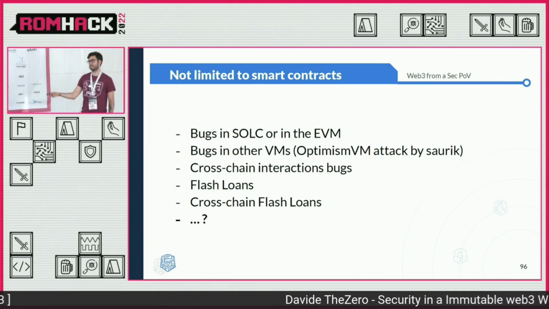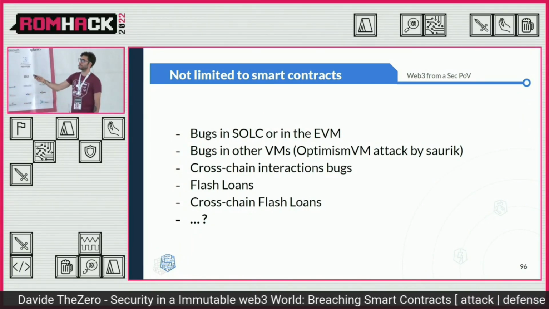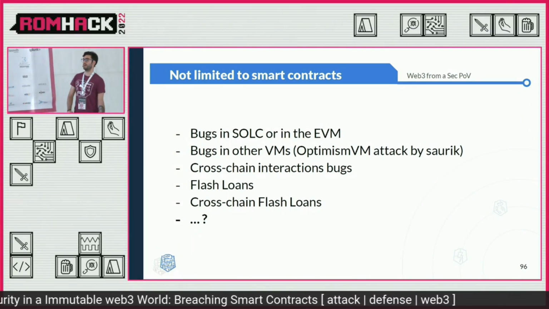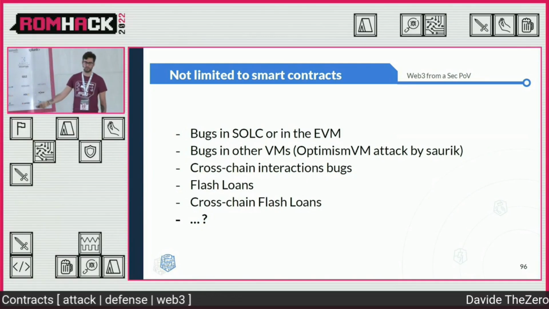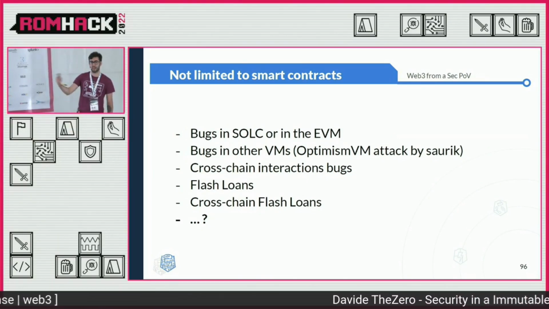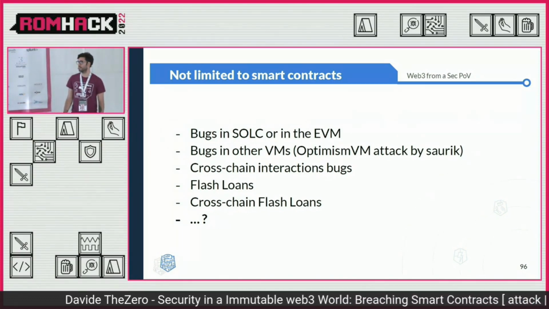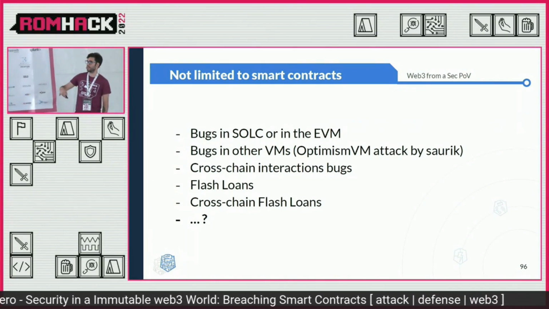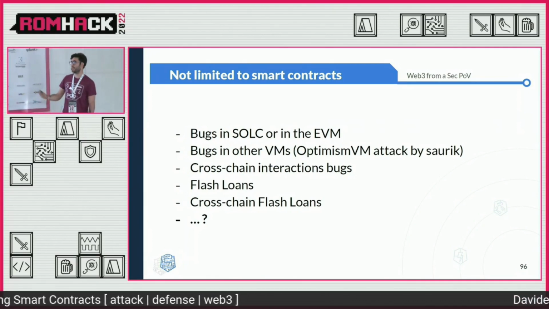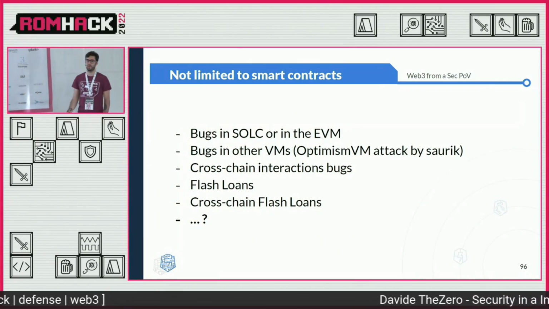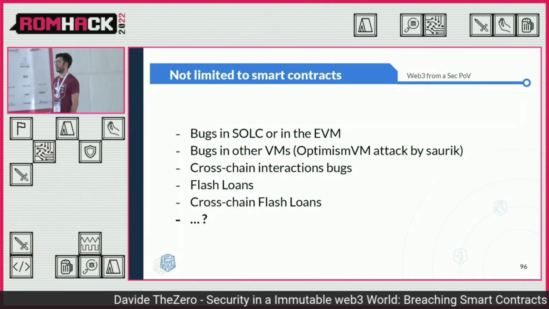But if you want to stay technical and not go into financial and economic vulnerabilities, we still have technical vulnerabilities not limited to smart contracts. You can find bugs in the compiler or the virtual machine. You can find bugs in other virtual machines, for example, the Optimism attack by Saurik, the guy behind Cydia for iPhone. And you can find cross-chain interaction bugs, flash loan bugs, and you can even come up with new attack classes and attack scenarios. And this field is really wild.